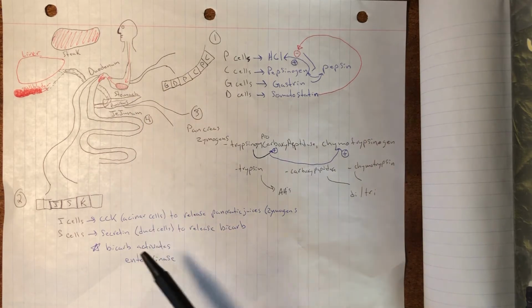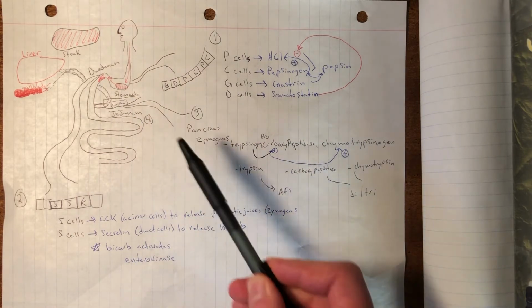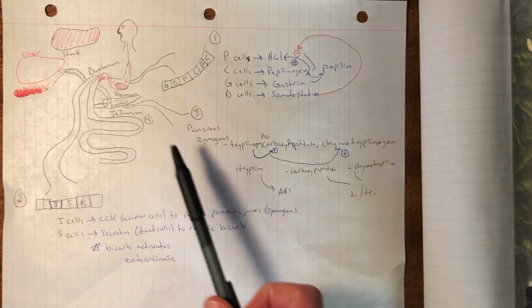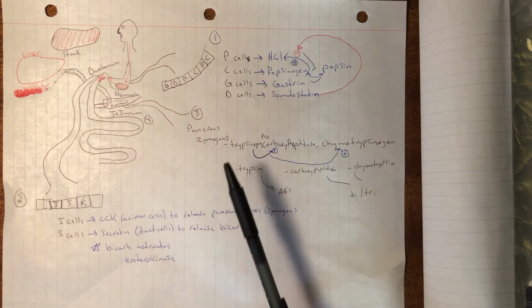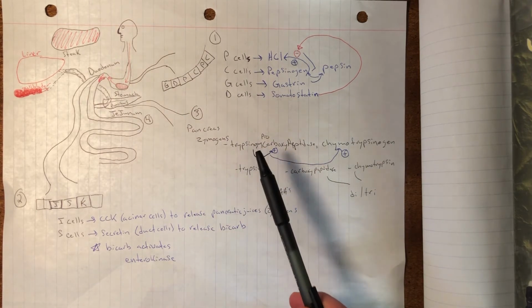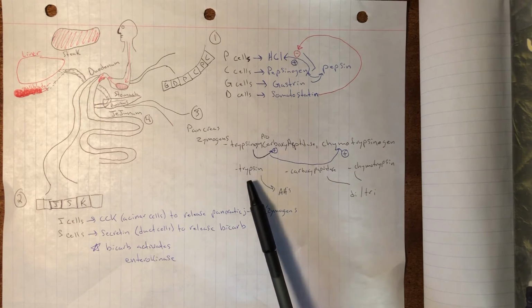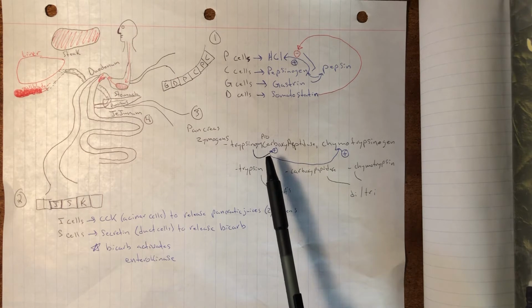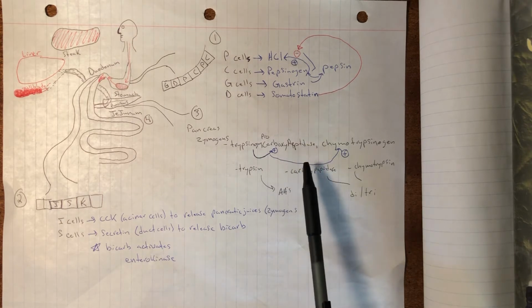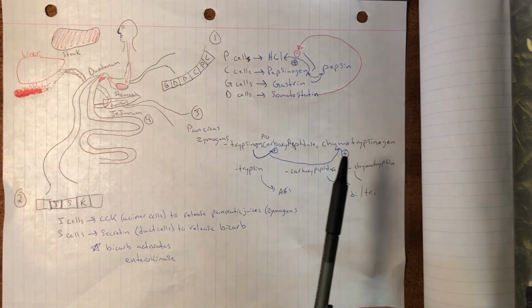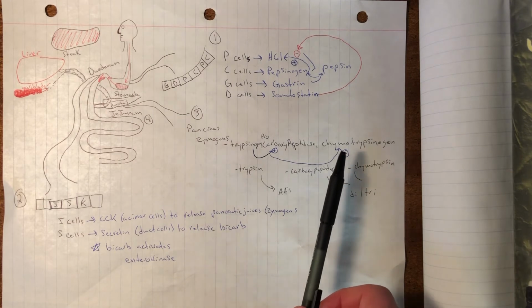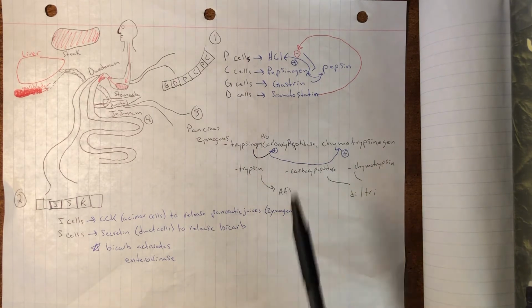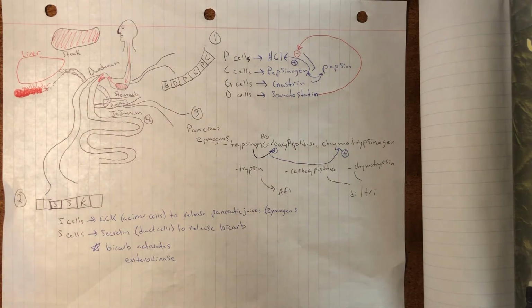Once the zymogens and the bicarb are released, the enterokinase activates trypsinogen, which is then going to be turned into trypsin. And trypsin is then going to activate procarboxypeptidase to become carboxypeptidase, and chymotrypsinogen to become chymotrypsin, to further break down the polymer form of amino acids into amino acids and di and tripeptides.